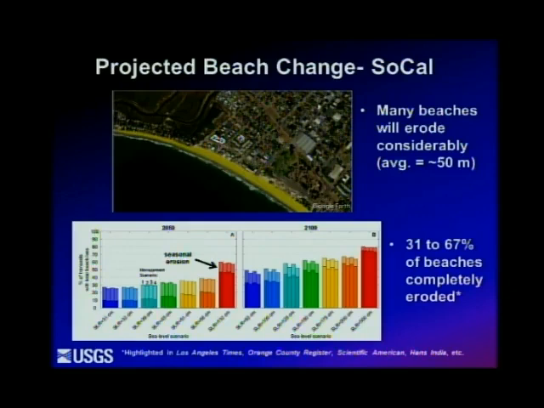So we looked at beach nourishment, we looked at infrastructure, and at the end of the day, historical rates of nourishment didn't make that much of a difference. And by 2100, what this work shows is that about 1/3 to 2/3 of beaches will effectively be drowned or completely eroded by the end of the century if we do absolutely nothing.